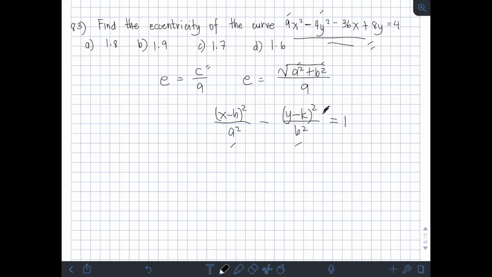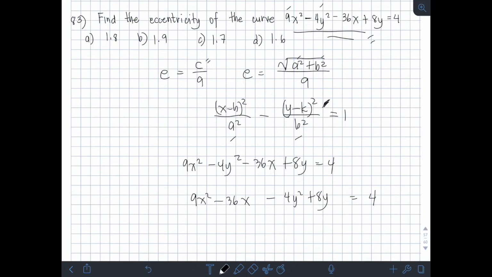So, sige, gawin natin. Complete natin yung square nito. So, 9x square minus 4y square minus 36x plus 8y equals 4. So, i-combine ko, i-group ko yung may mga x term. So, 9x square minus 36x and then minus 4y square plus 8y equal 4. So, kailangan nating i-complete yung square ng variable x saka y. So, mag-a-add tayo ng constant term para magawa yon. Pero i-factor out ko muna yung mga coefficients ng x squared tsaka y squared.